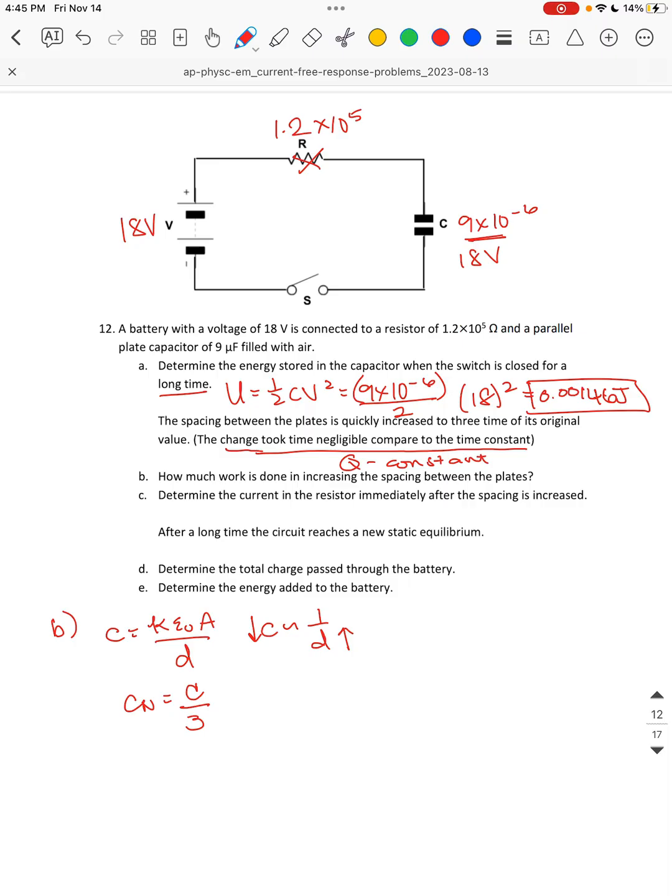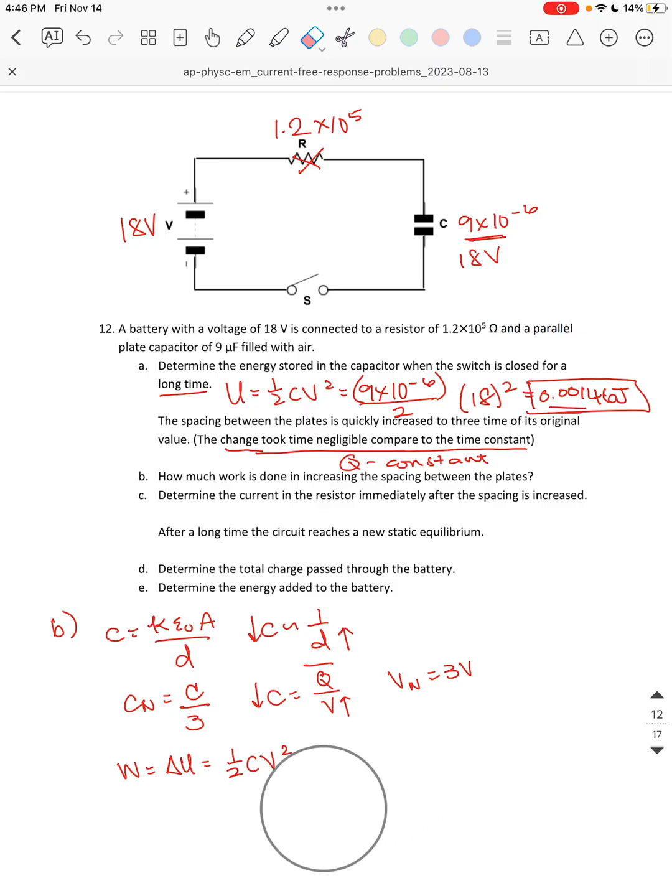Now, the next thing we need to analyze, because if we're asked to figure out the work, is equal to change in energy. I already calculated the original energy, so I need to find the final energy. So I can use the same equation, but I do need to figure out what is changing. So I said the charge stays the same, and so I'm going to analyze C equals Q over V. If the charge stays the same and the capacitance decreases, then that means the voltage needs to increase. So the new voltage is 3 times V.